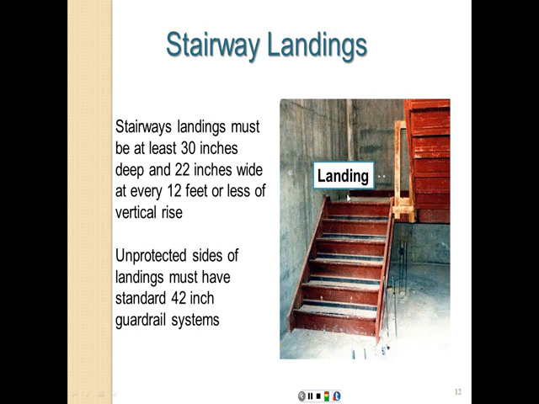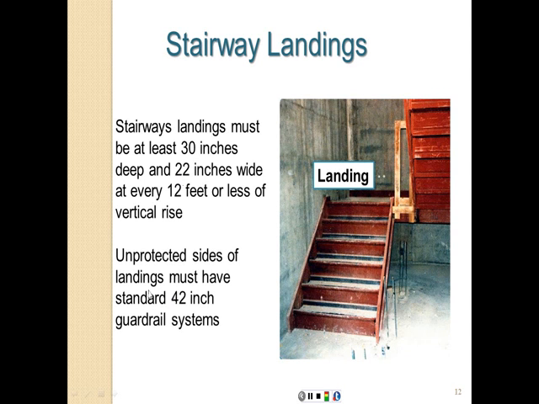When we talk about landings, stairway landings must be at least 30 inches deep and 22 inches wide at every 12 feet or less of a vertical rise, because you don't want someone going down a long set of stairs without any stopping point or breaking point to break the fall if someone trips and falls. So we're going to limit that fall to a maximum of 12 feet. Therefore, if you have a difference of more than 12 feet, you must have a landing, and the minimum dimensions of that landing, as mentioned here, are going to be 30 inches by 22 inches.